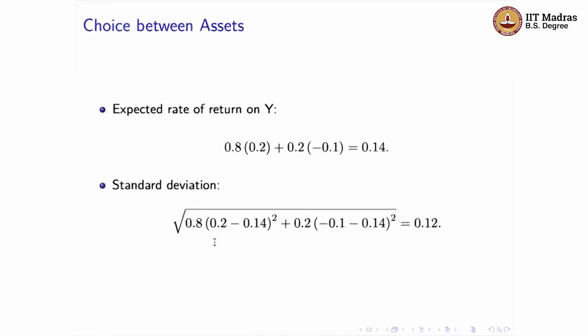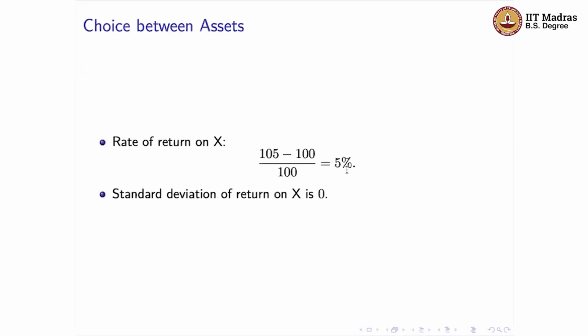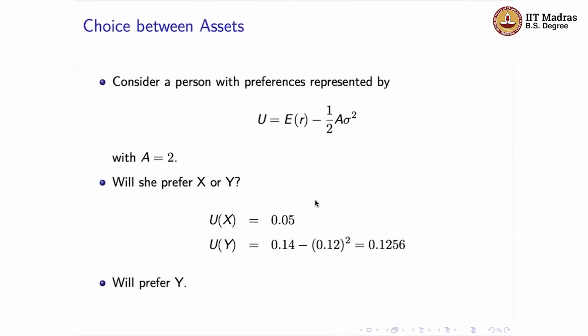Remember that in X, the expected rate of return is 5% and the standard deviation is 0. So if we now plug in this information, expected return equal to 5% and sigma equal to 0, therefore expected return is 0.05, right? Then we end up getting that U of X is 0.05 for this person.